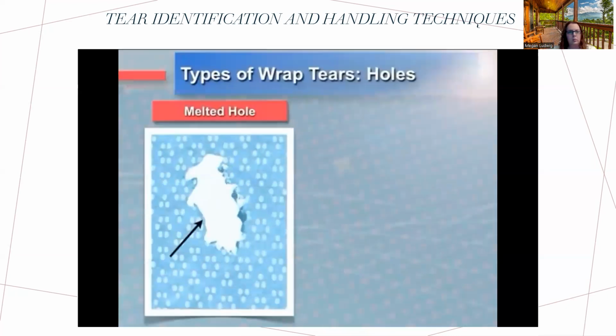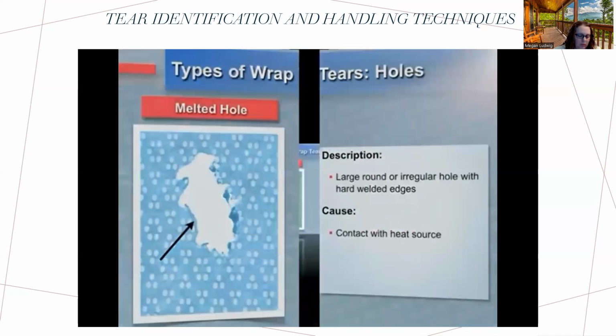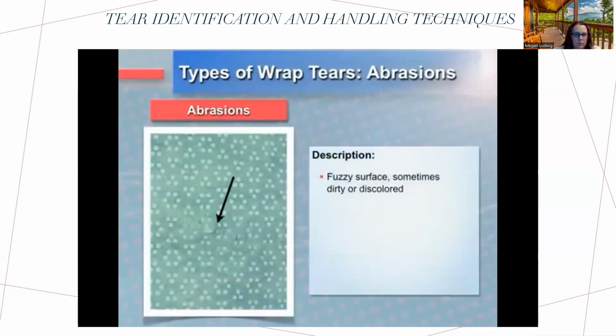Another type of hole is a melted hole. This is a large, round, or irregular hole with hard welded edges. A melted hole may be the result of the wrap coming in contact with a heat source, such as a hot instrument in a tray that hasn't been allowed to cool sufficiently, or contact with a light bulb in a storage area. Abrasions are another category of wrap tear.